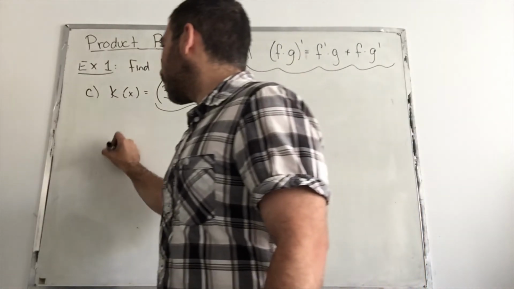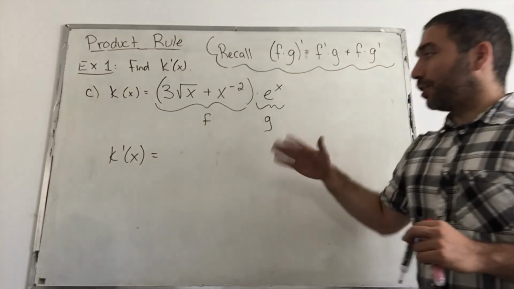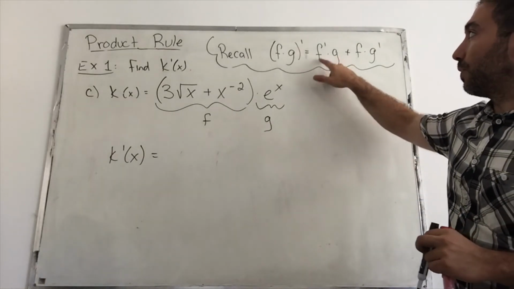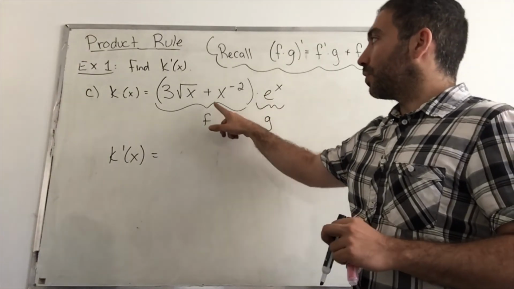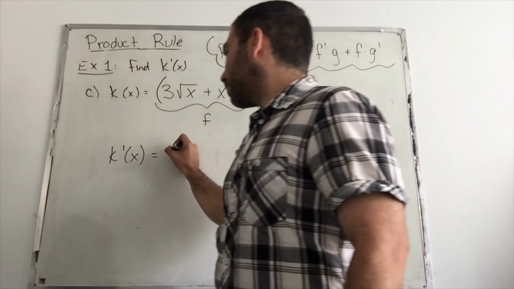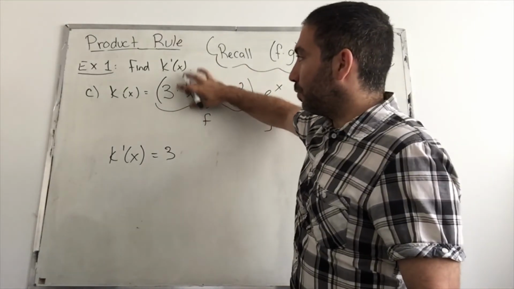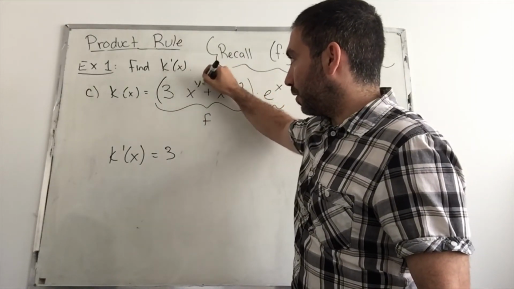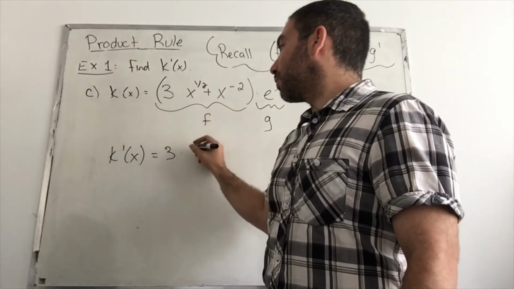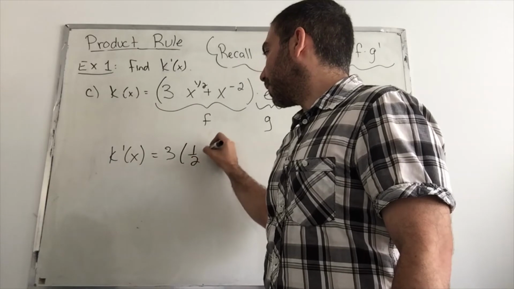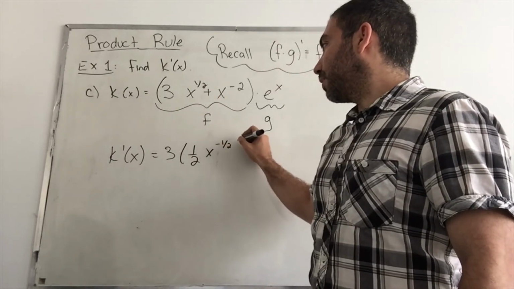Okay, so k prime of x is, I'm just going to go straight into it following the rule. So the first thing is take the derivative of f to get our f prime. So the derivative of this, what we get is 3. Whenever I have a square root, I right away rewrite it as a fraction in the exponent. So 3 times x to the 1/2. So now we can use power rule here. So 3 times 1 over 2 x, and then we're going to subtract 1 from 1/2, giving us negative 1/2.